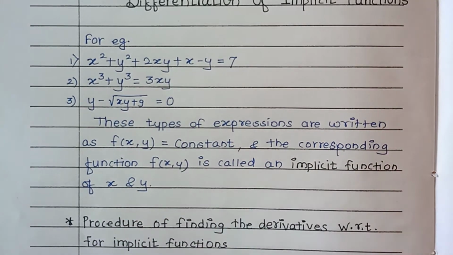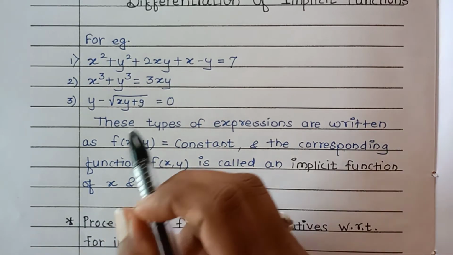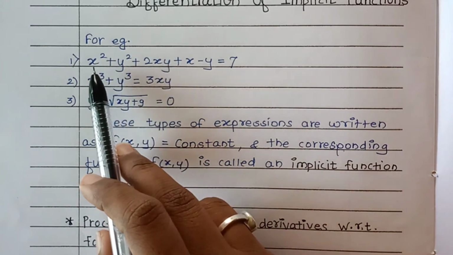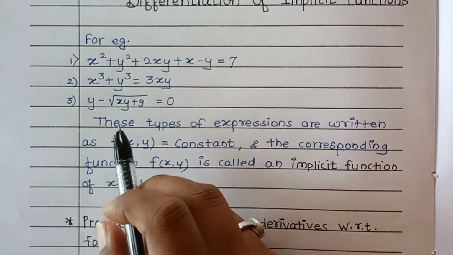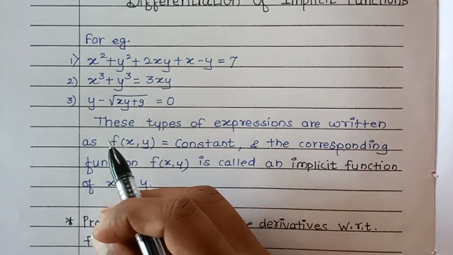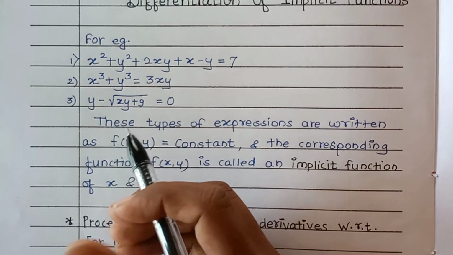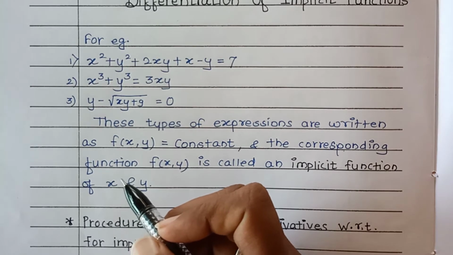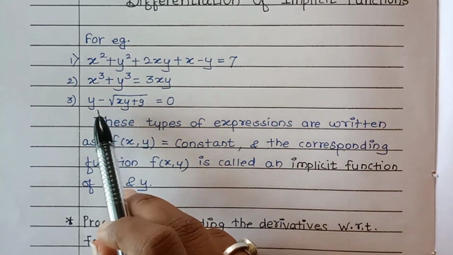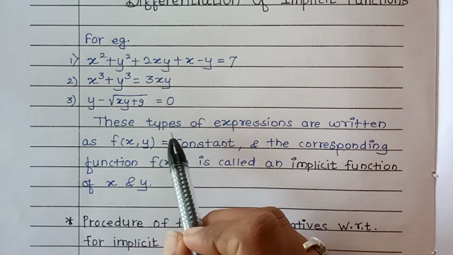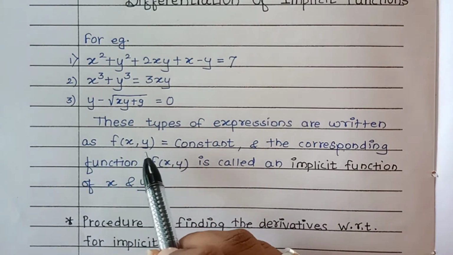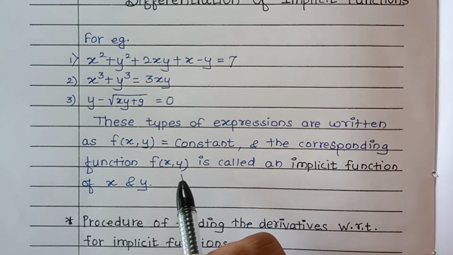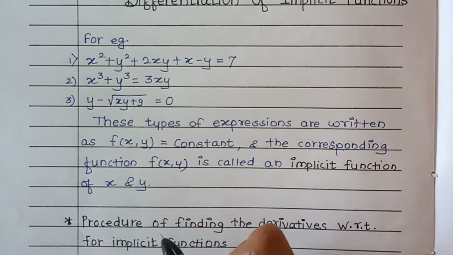So this type of expression is written as f of x comma y is equal to constant. Why? Because every question includes the two variables x and y, right? Because till today we were solving problems related to x only. Suppose the function is given as y is equal to x, then directly you can differentiate the equation with respect to x. But in this we have both variables x and y. So this type of expression is written as f of xy is equal to constant, and the corresponding function f of xy is called an implicit function of x and y.